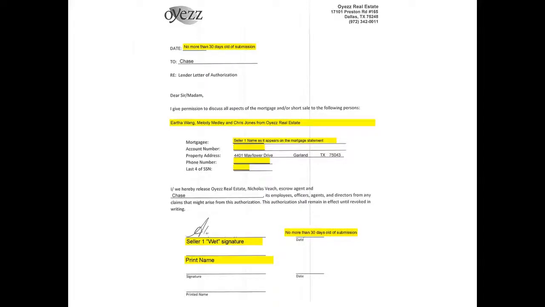And then again, the seller needs to date it no more than 30 days old. So this is a letter of authorization. It's pretty generic. You guys can make your own. If you go to the bank's website, I'm sure they have their own authorization, but your own authorization will work. So the next big one is called the RMA. It's the request for mortgage assistance.